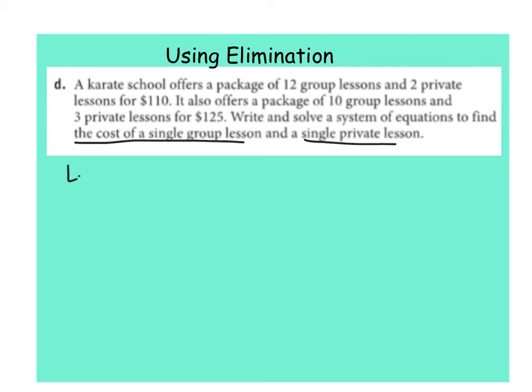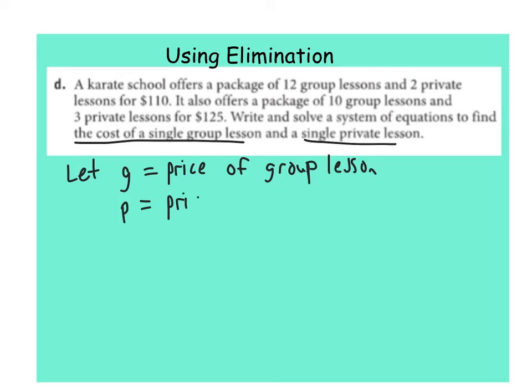So let's define variables. I'm going to use G. You can use x and y or whatever all the time, but I'm just going to use the first letters to help me keep this organized. And P will equal the price of a private lesson.